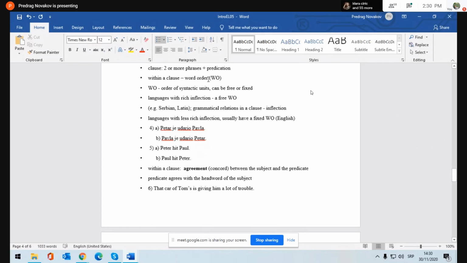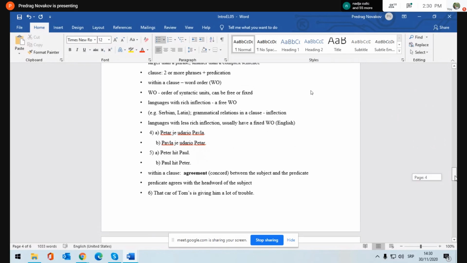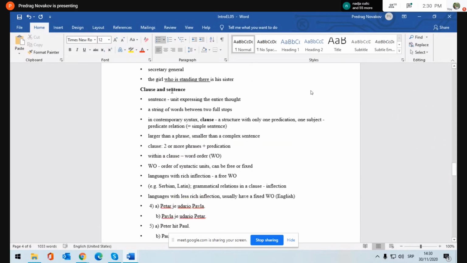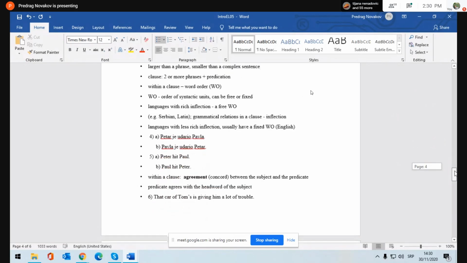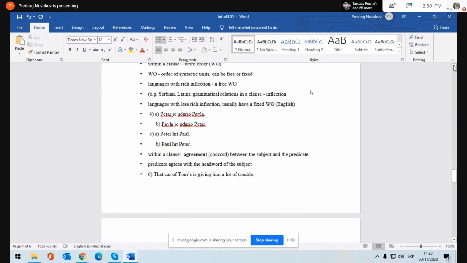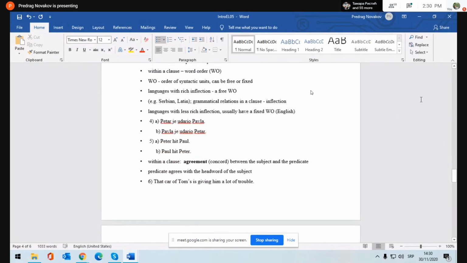Okay, so we have a clause. Let's go back to clauses. Our topic is clause and sentence. So to sum up, a complex sentence has at least two clauses or more. A simple sentence is equal to a clause. Okay, so within a clause, we can discuss, for example, word order, abbreviated WO.